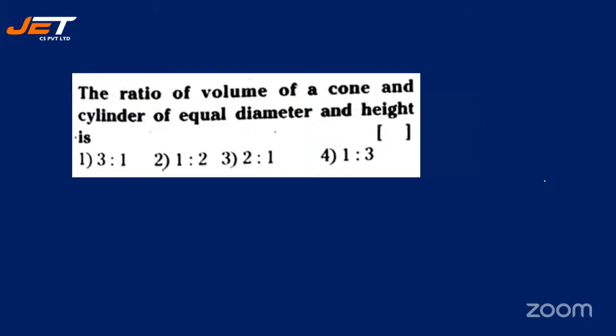The ratio of volume of a cone and cylinder of equal diameter and height is dash. So you can quickly work out the volume of a cone. 1 by 3 pi r square h. All right, so with this, you can find out the ratio of a cone and the cylinder. Take some time and give the answer, students.